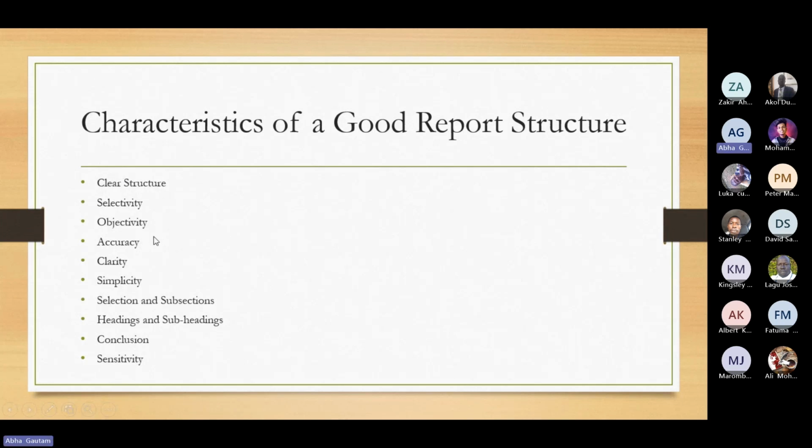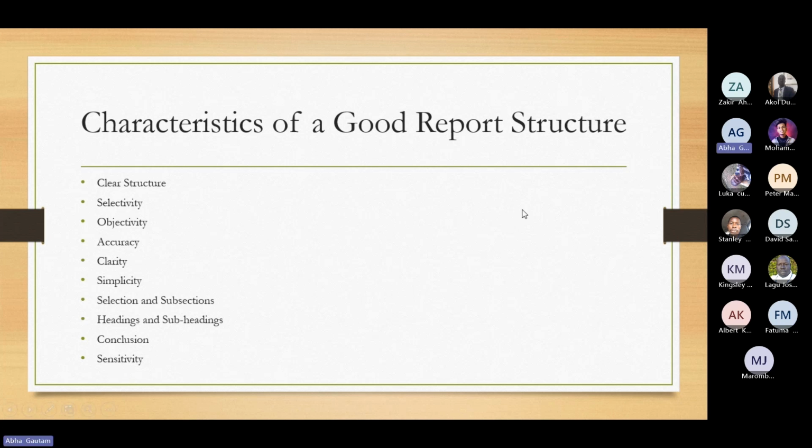Then we have selectivity. That means you need to pick the words very carefully. Are you writing a sales report? Are you writing an audit report, a financial report, or a daily work report? Whichever type you are writing, you need to be careful in the selection of words. Careful choice of words can help you convey the meaning in the correct way. Sometimes miscommunication happens because of a language gap. Let's say you are asked in your assignment to write the characteristics of a good report structure. You have copied it from somewhere. Now you don't want your teacher to know that this is a copied thing.